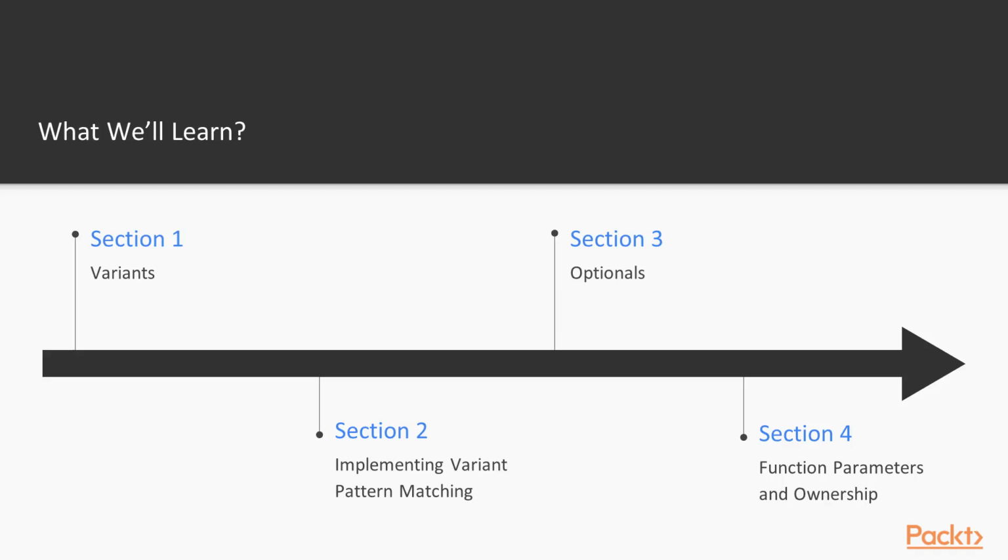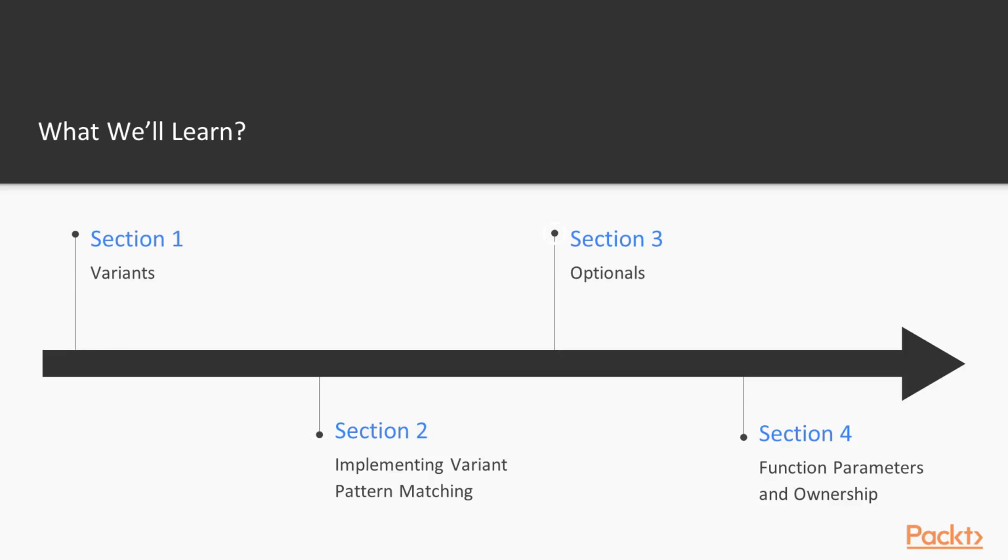Let's see what we're going to learn in this course. We're going to have 4 sections. In the first section, we're going to learn about variants. C++17 introduced a new class called std::variant, which represents a choice between values of different types. It is very useful to model closed-set polymorphism. In the second section, we're going to look at what the standard provides for variant pattern matching and implement a better alternative with a nicer syntax and more expressive functionality.